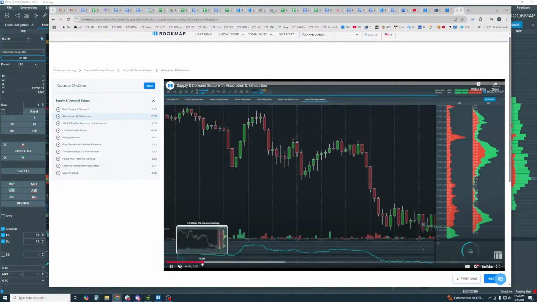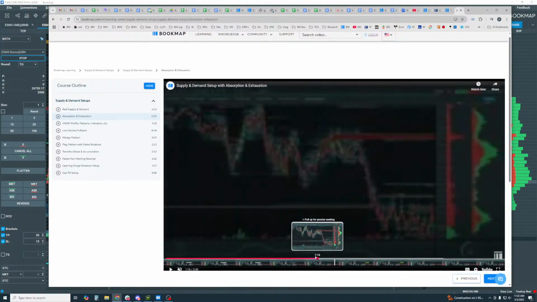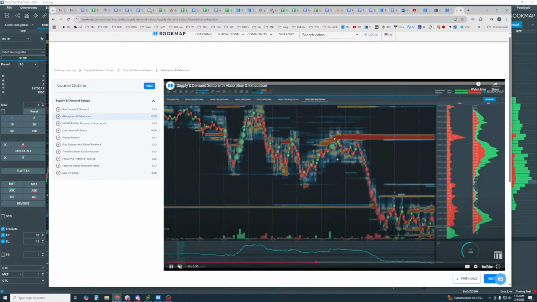Absorption and exhaustion. Okay, absorption is here. Okay, high liquidity on the offer getting filled. Okay, you see the transactions into the high liquidity in here, and they can't get through it. Right, that's the key. They can't get through. It's absorbed. These sell limit orders absorbed all the buying pressure.